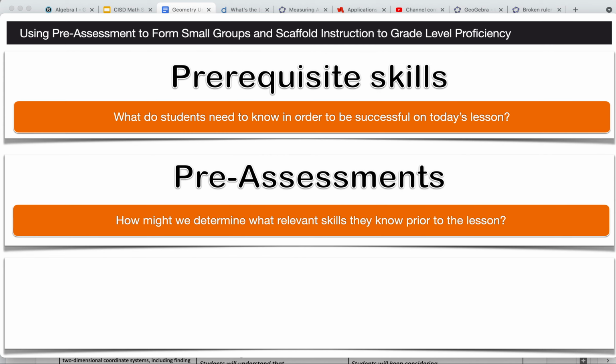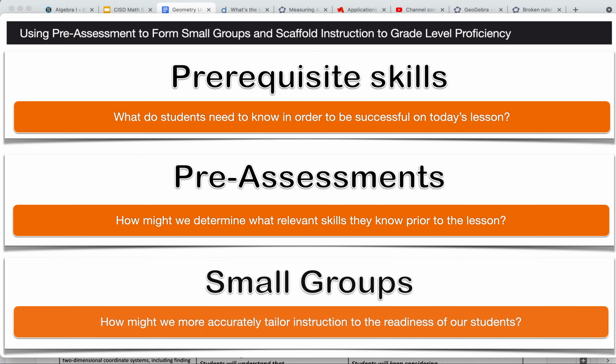How might we determine what skills they know prior to the lesson? We can use informal or observable pre-assessments to gauge where the students are in their understanding of those prerequisite skills in order to design instruction for our small groups. How might we more accurately tailor the instruction to the readiness of our students? It's really important that we take the students from their level of understanding currently to grade level proficiency and beyond.